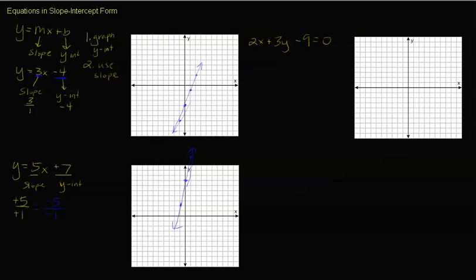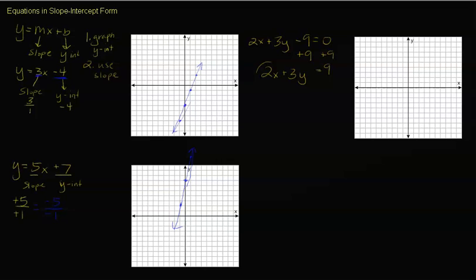So pause it and see if you can get y equals something x, plus something else or minus something else. The first thing is to get rid of the number that's all by itself. So we're going to add 9 to both sides. We have 2x plus 3y equals 9.